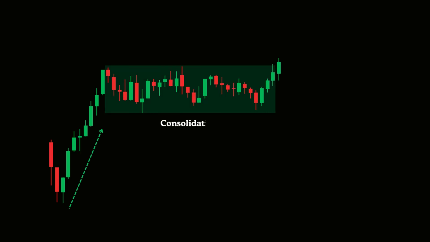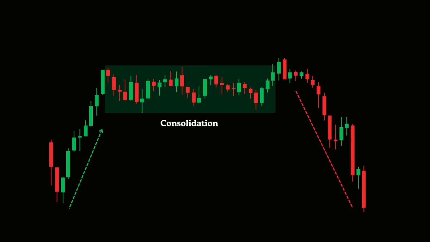This is a 5-minute time frame chart. After a strong upward move, the market consolidates at higher levels and then declines. This example, like the previous one, is also based on a liquidity sweep. But how? Let's break it down.